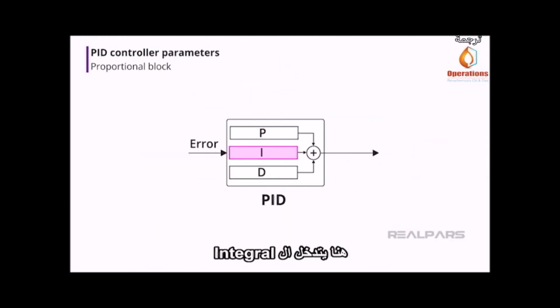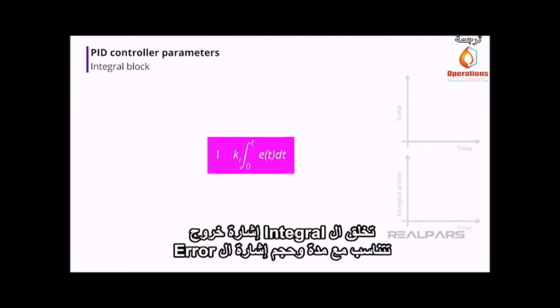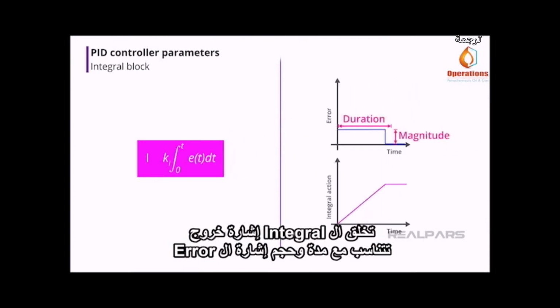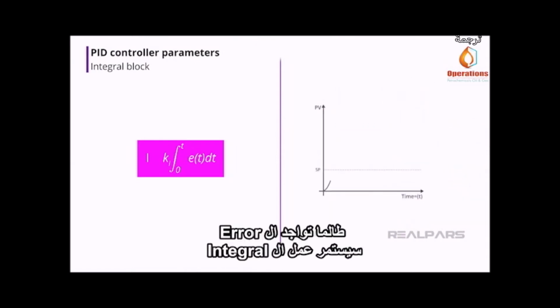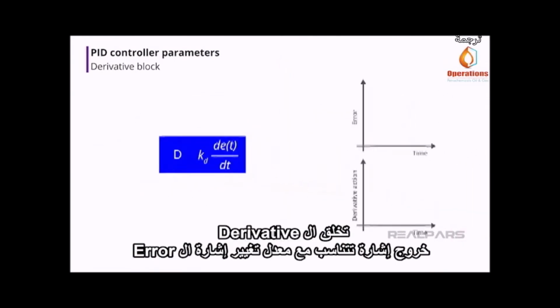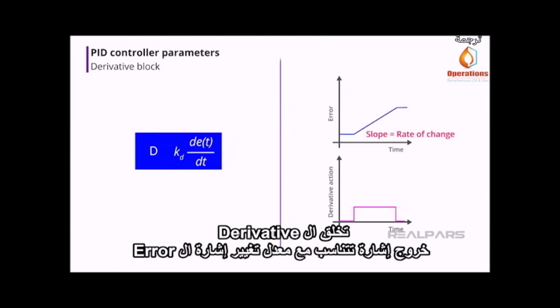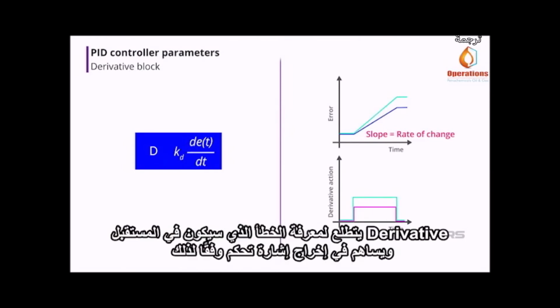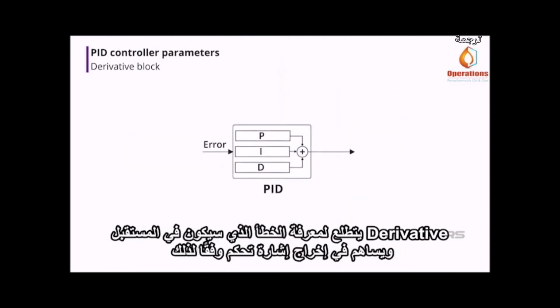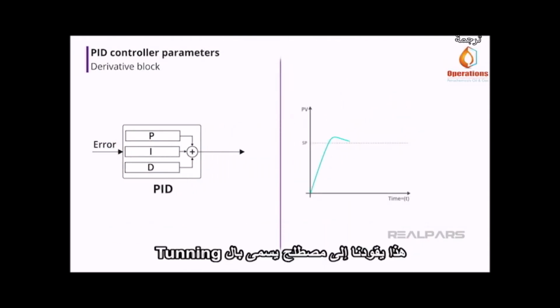That's when integral jumps in. The integral block creates an output proportional to the duration and magnitude of the error signal. The longer the error and the greater the amount, the larger the integral output. As long as an error exists, integral action will continue. The derivative block creates an output signal proportional to the rate of change of the error signal. The faster the error changes, the larger the derivative output. Derivative control looks ahead to see what the error will be in the future and contributes to the controller output accordingly. That brings us to a term called controller tuning.